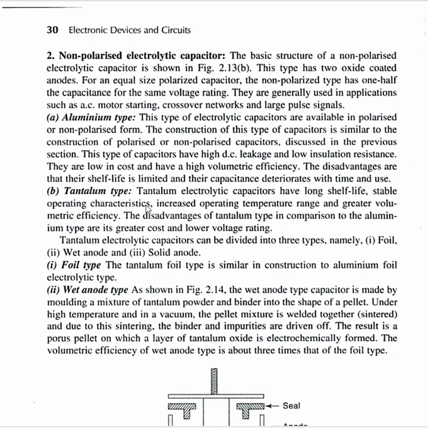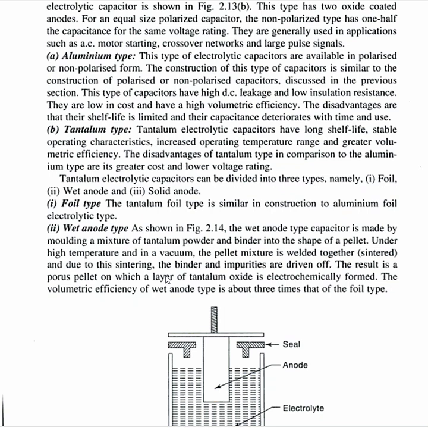Tantalum type. Tantalum electrolytic capacitors have long shelf life, stable operating characteristics, increased operating temperature range, and greater volumetric efficiency. The disadvantages of the tantalum type in comparison to the aluminum type are its greater cost and lower voltage rating. Tantalum electrolytic capacitors can be divided into three types, namely foil, wet anode, and solid anode. Foil type. The tantalum foil type is similar in construction to the aluminum foil electrolytic type.